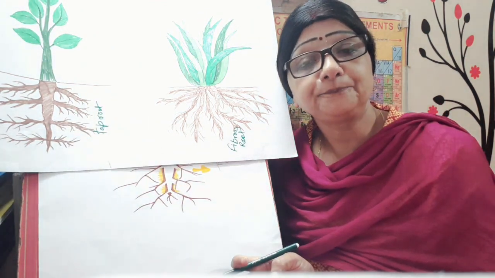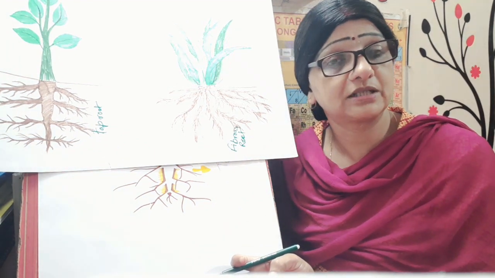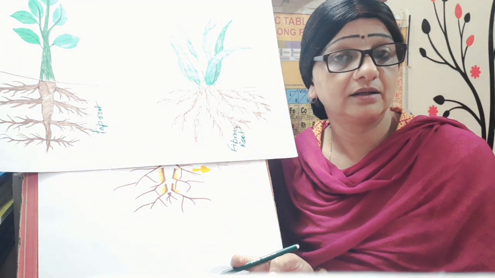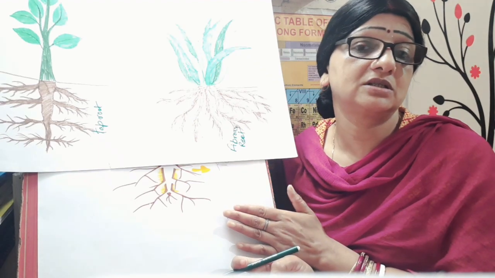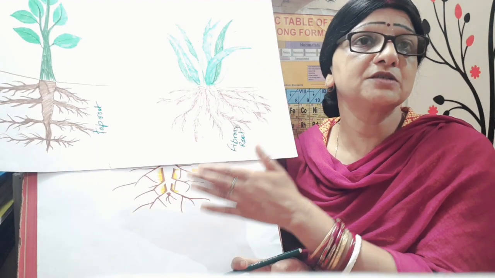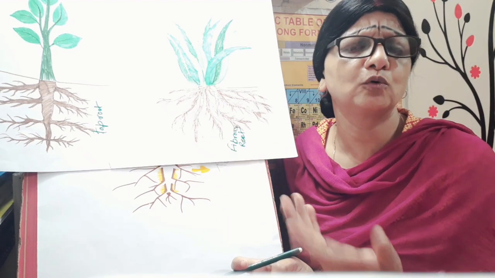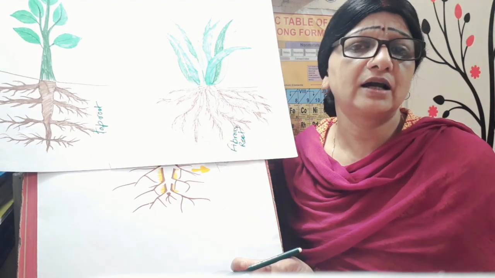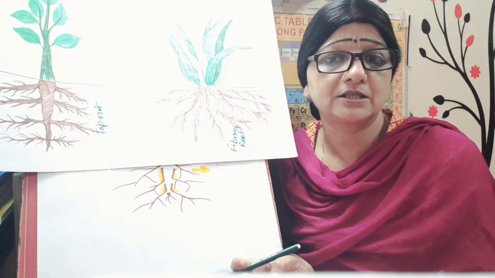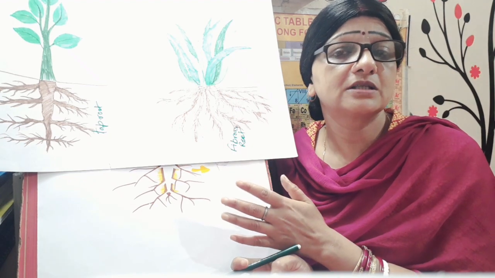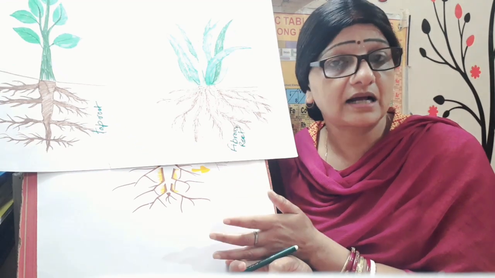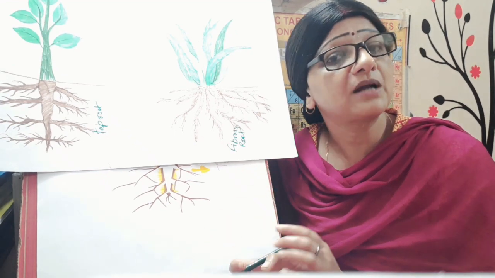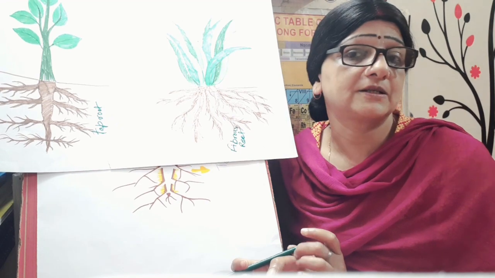So these are the two types of root system. One is taproot system and another is fibrous root system. Taproot system is found in many types of trees like mango, peepal, pea. These all are examples of taproot system. But fibrous root system is found generally in all types of cereals, grasses, banana. These plants have fibrous root system.